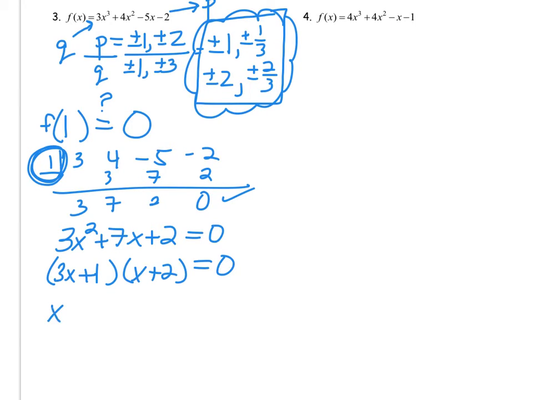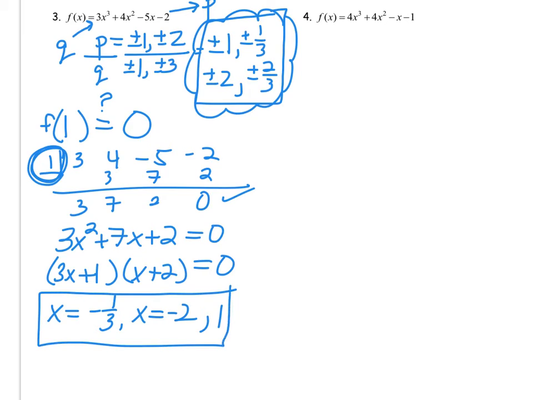So now I can see my other two zeros, negative a third and negative 2. If I list them all out, it'd be negative a third, negative 2 from the factoring, and then an extra little 1 at the end from the remainder in the factor theorem. So now I have all of the zeros of this polynomial. Okay, now I want you to try the next one, number 4. I know if you look at it, it actually does group, but I want you to practice with the p over q's, the synthetic division, and then the factoring at the end.